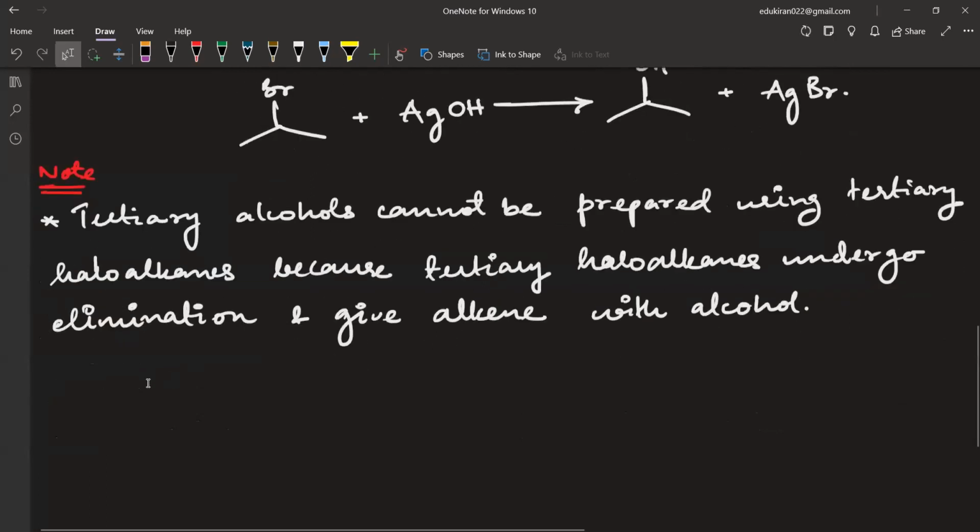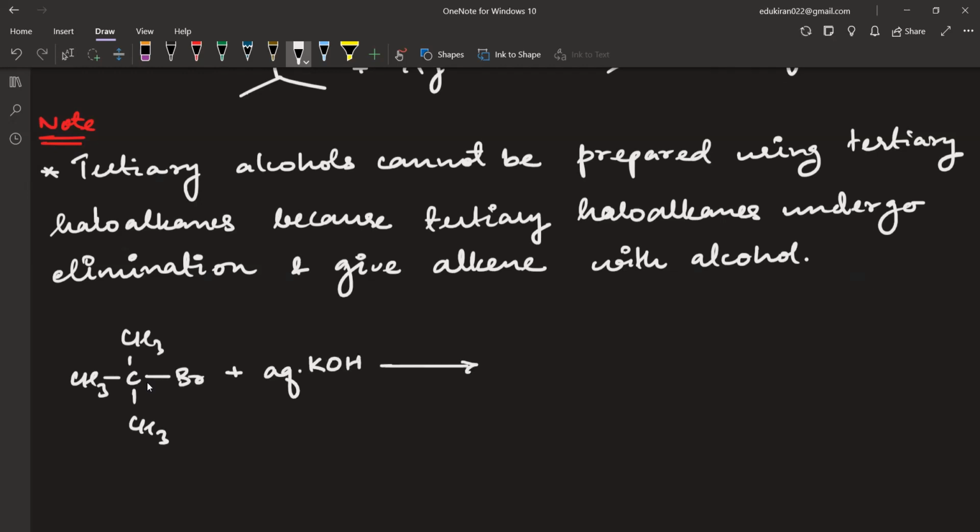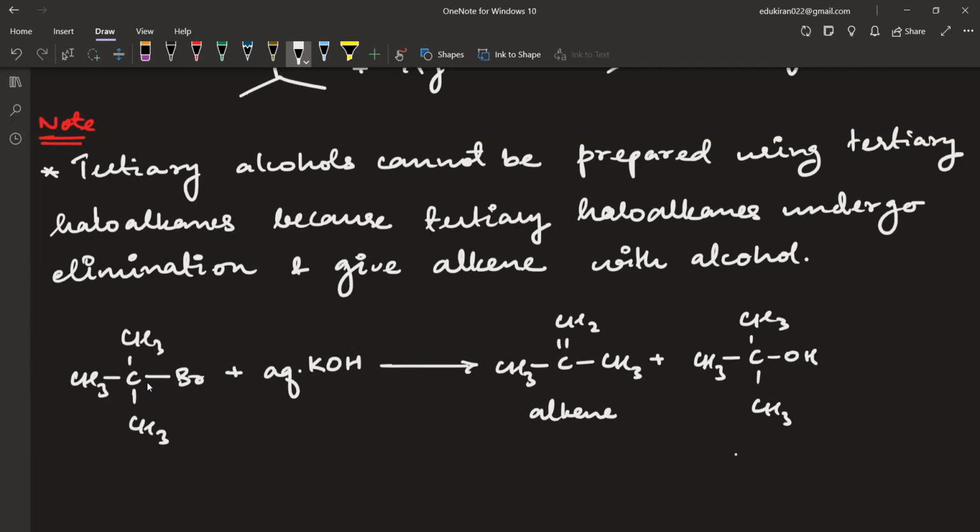Okay, so if you have a tertiary haloalkane such as (CH3)3C-Br, plus aqueous KOH, then you're going to form (CH3)2C=CH2 plus (CH3)3C-OH. The first is an alkene via elimination reaction, and this is an alcohol, coming via substitution reaction.